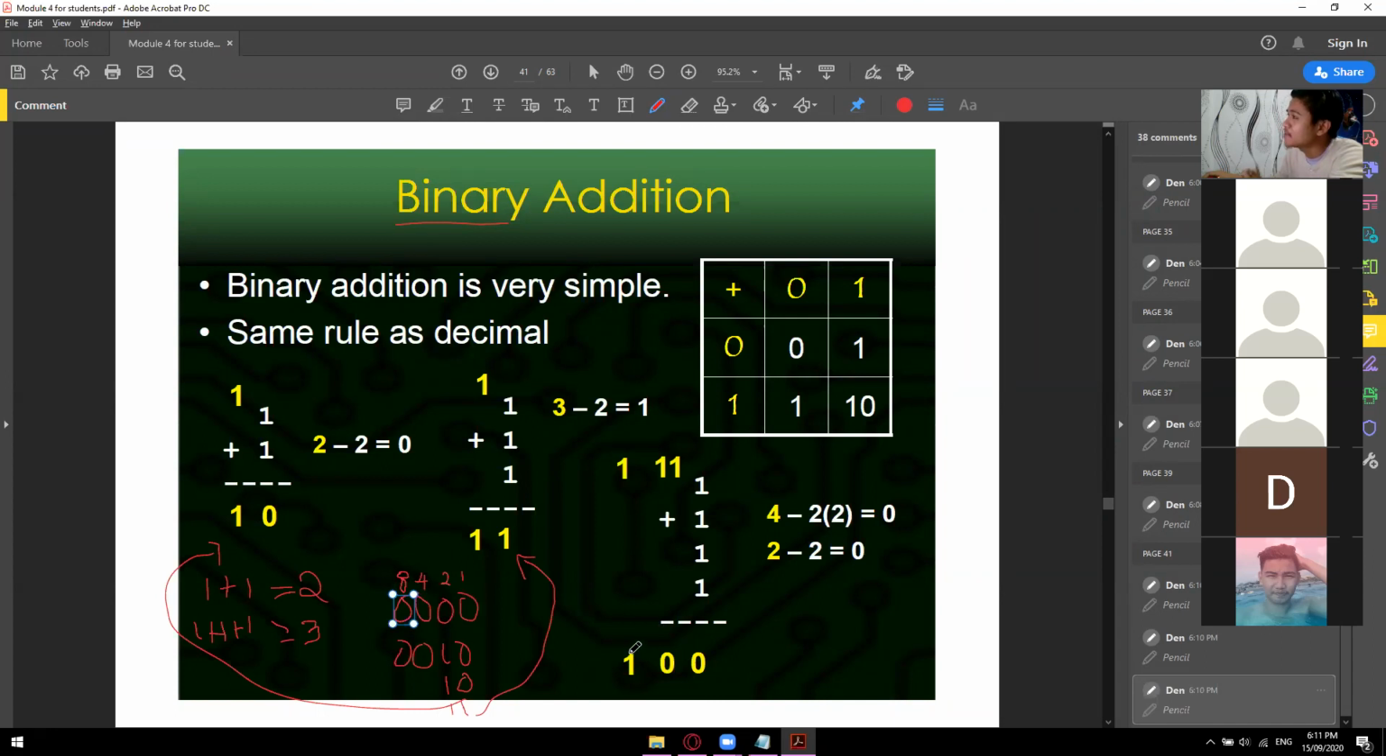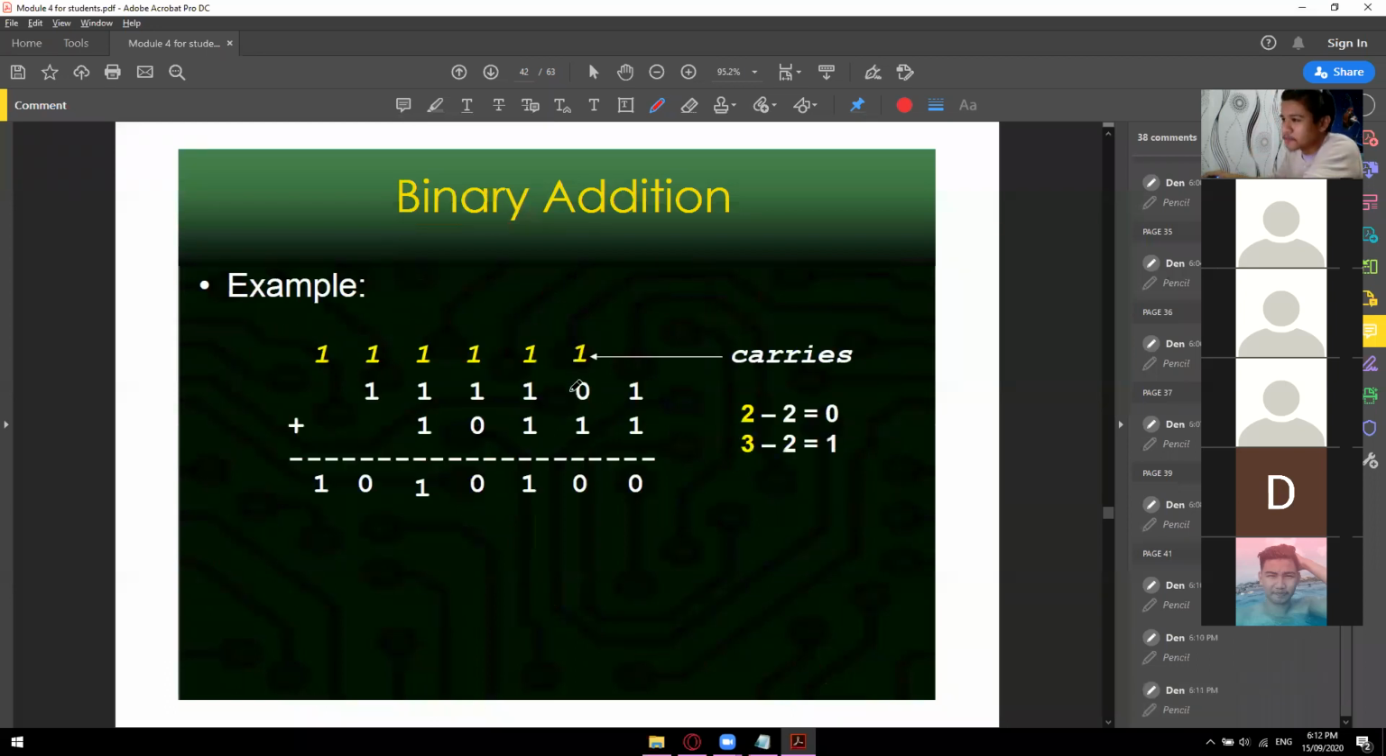Okay? So hindi na kayo malilito kung ilang 1 man yung idadagdag nyo. So question. Paano kapag 5 1? 1 plus 1 plus 1 plus 1 plus 1. Ilan na to? 5, sir. 5. So in binary, ilan? 101. 0, 1, 0, 1. Yeah, good. All right. So let's have an example.